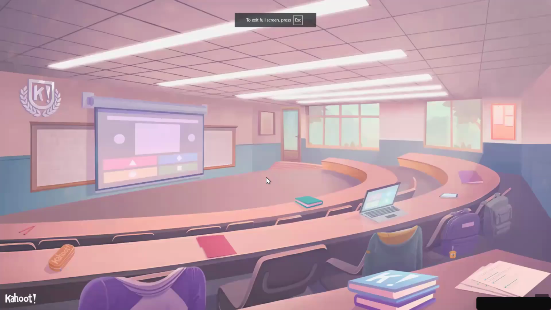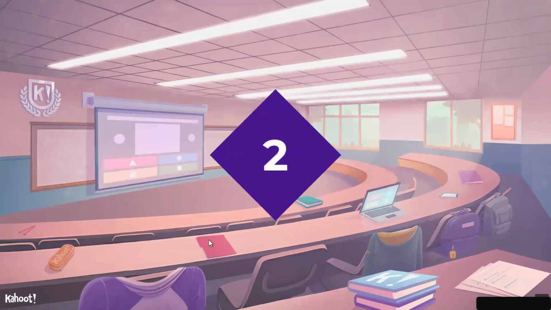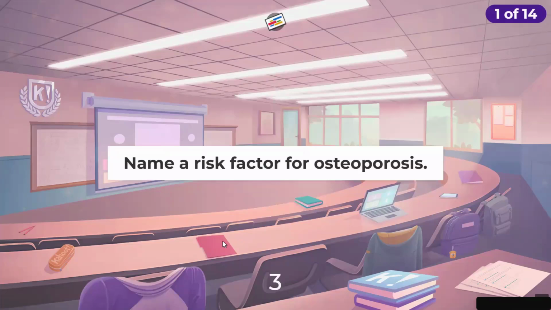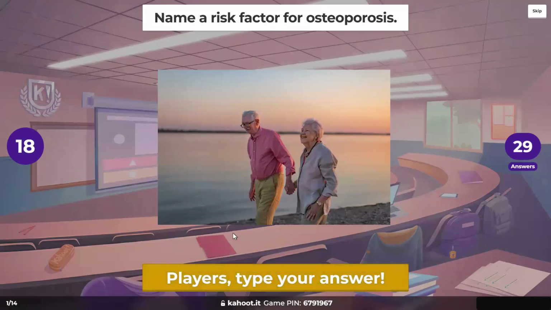All right, any questions on anything before we do our last Kahoot? Name a risk factor for osteoporosis. So you're going to just type in your own here. This one's not going to count for score. This is just a word cloud question. See what you come up with. Make sure you get the right one here. One specifically you need to know.